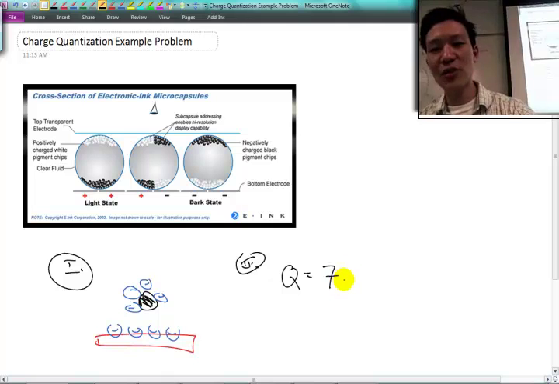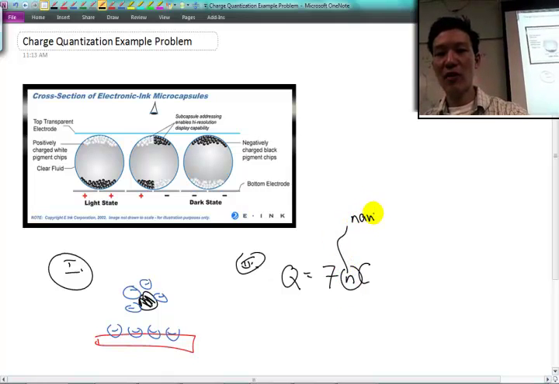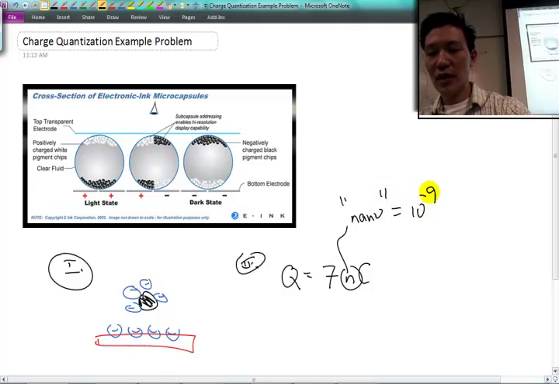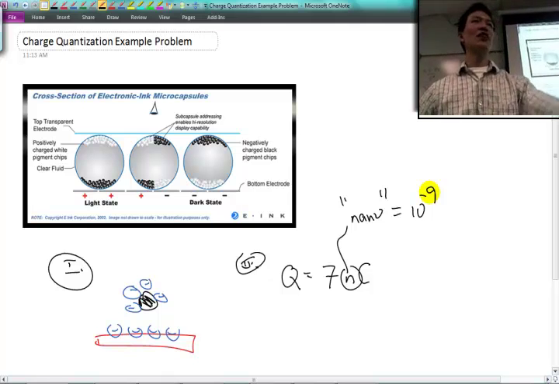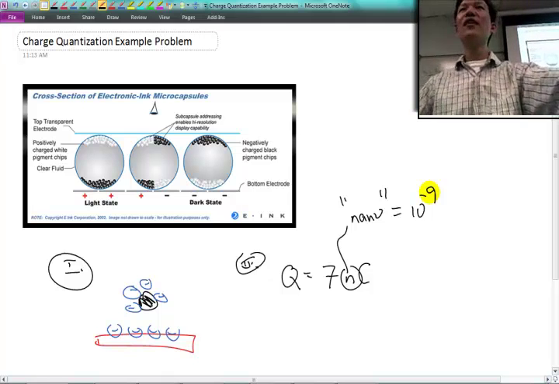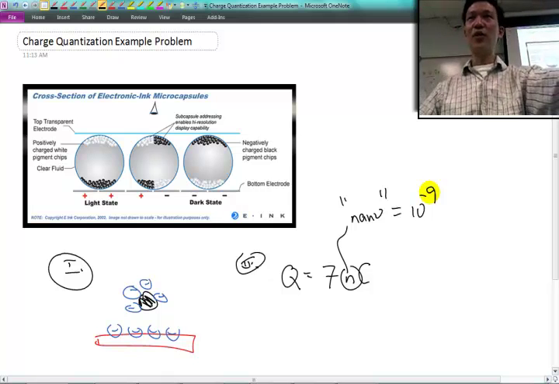So sometimes there's a symbol called N. You guys ever see N? N is for nano. That's 7 nanocoulombs. This N is for nano. Nano means 10 to the negative, anybody know? Ninth. It means billionth. So you might have heard the term nanotechnology in the news a lot. And that's because we're trying to build things on the nanoscale, billionth of a meter.